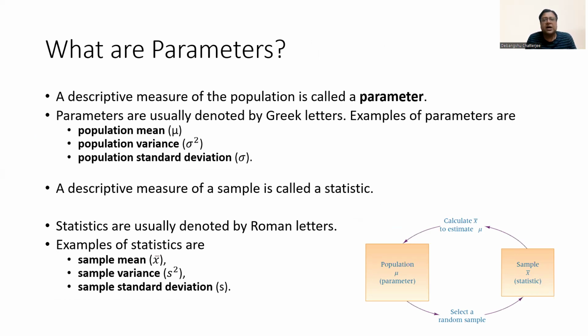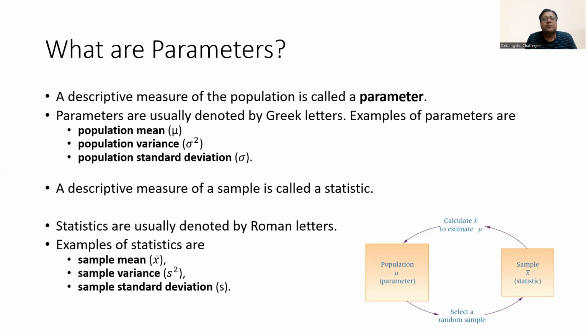So parameters are mainly concerned when we use population instead of a sample, a descriptive measure. So parameters are descriptive measures of the population. Now, what can be the parameters? It can be the population mean denoted by mu, population variance, sigma square, and population standard deviation, that is the square root of variance denoted by sigma. So we will see all these things later on in detail.